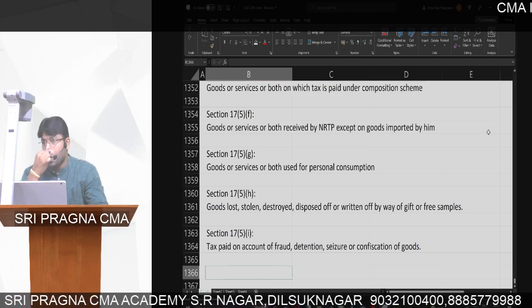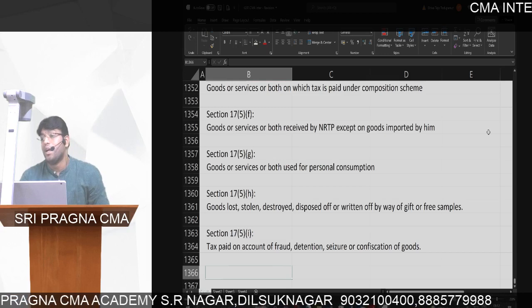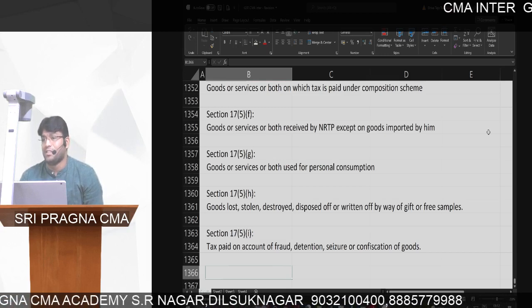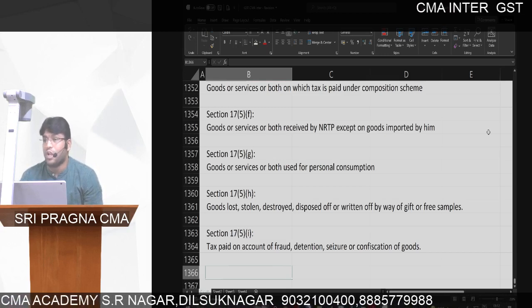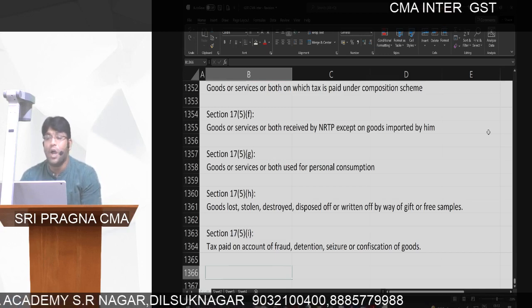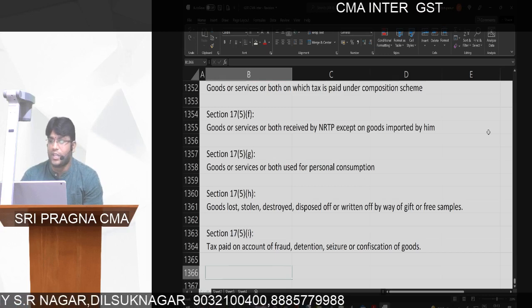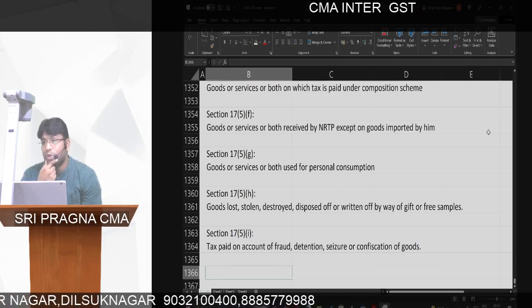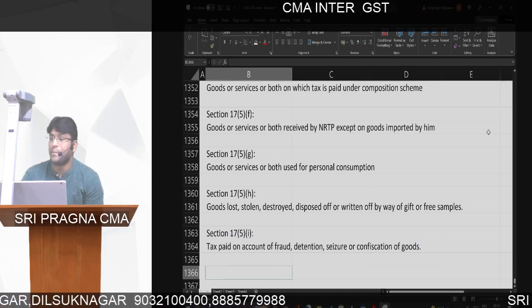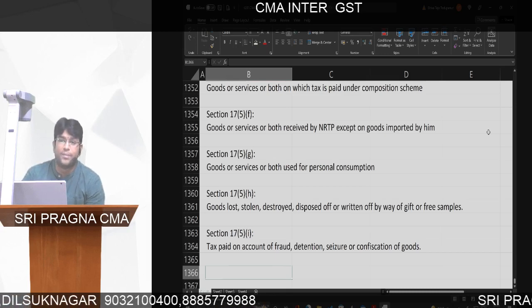17(5) clause E is composition. F is NRTP. G is personal consumption. H, very very important, goods lost, stolen, destroyed, disposed of or written off by way of gift or free samples. I is fraud, detention, seizure or confiscation of goods. That's it. I hope we are clear with these points, everybody.